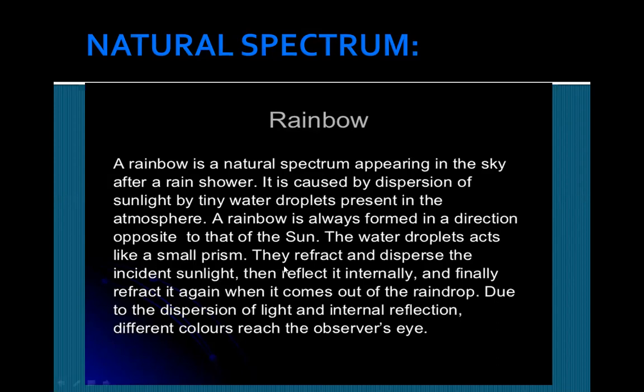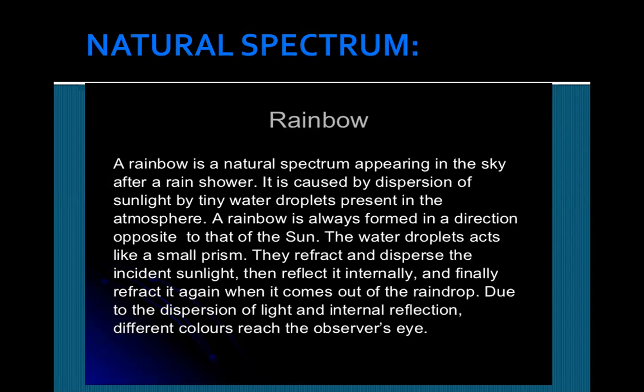First, the light refracts inside the raindrop and then disperses the incident sunlight, then reflects it internally. So after dispersion, there will be total internal reflection, as we have discussed earlier, in the raindrop.